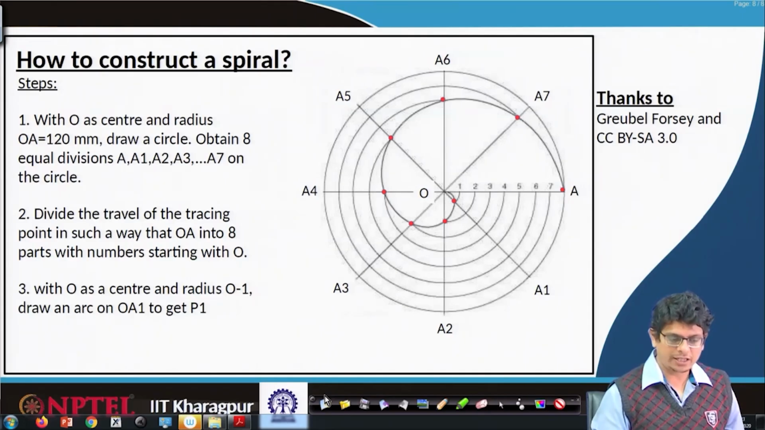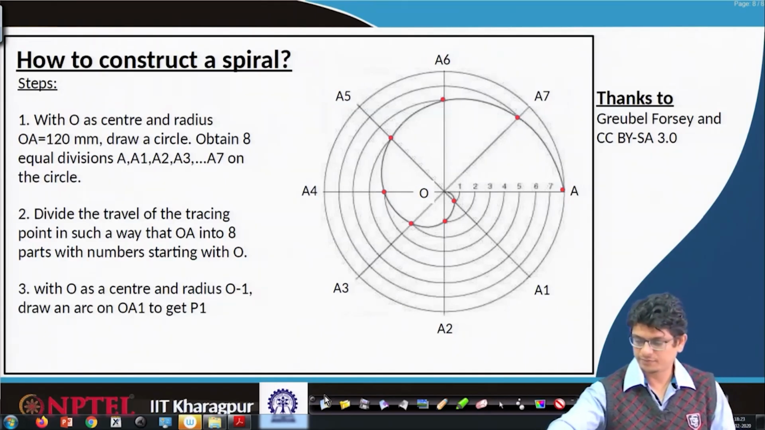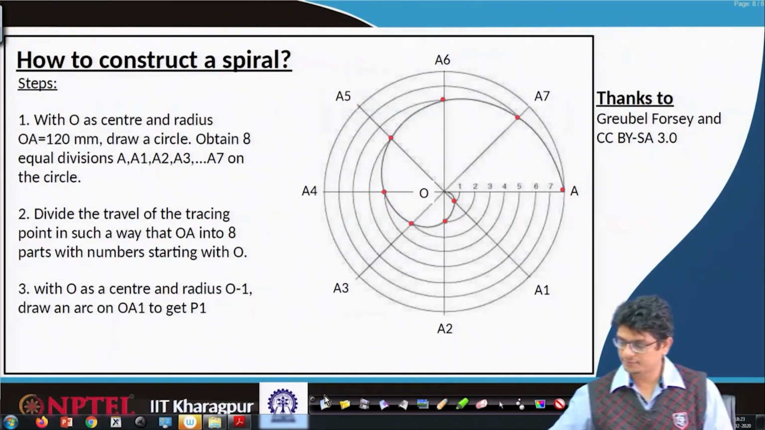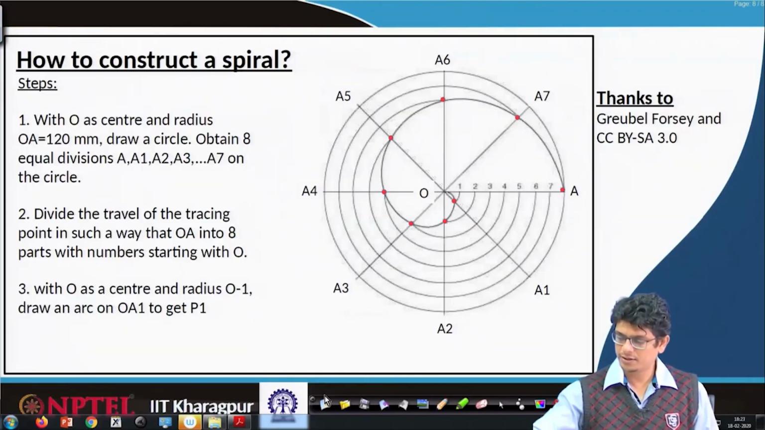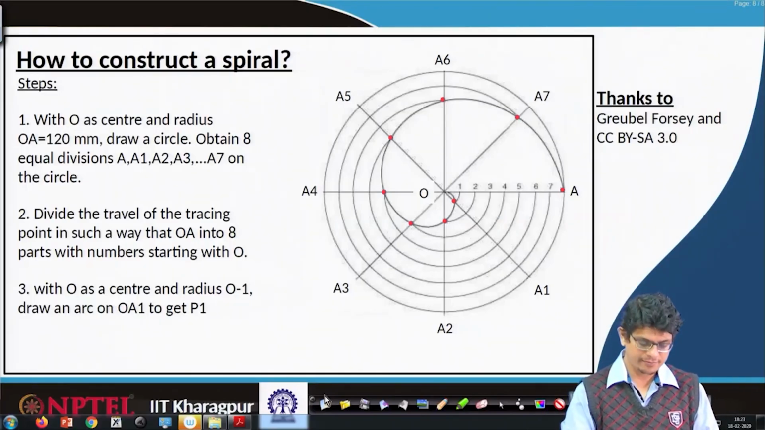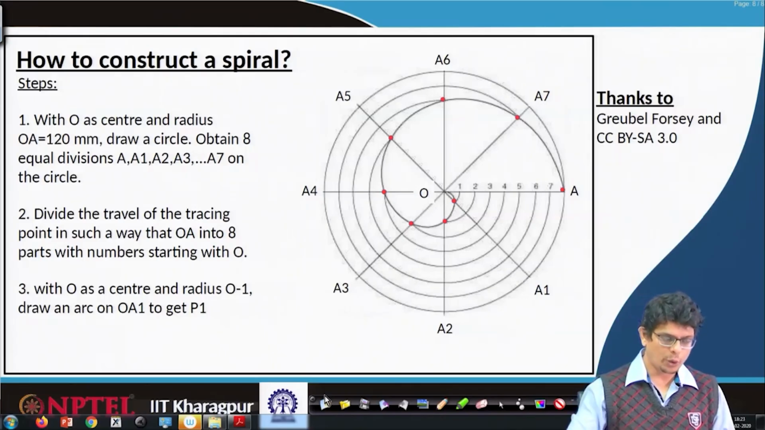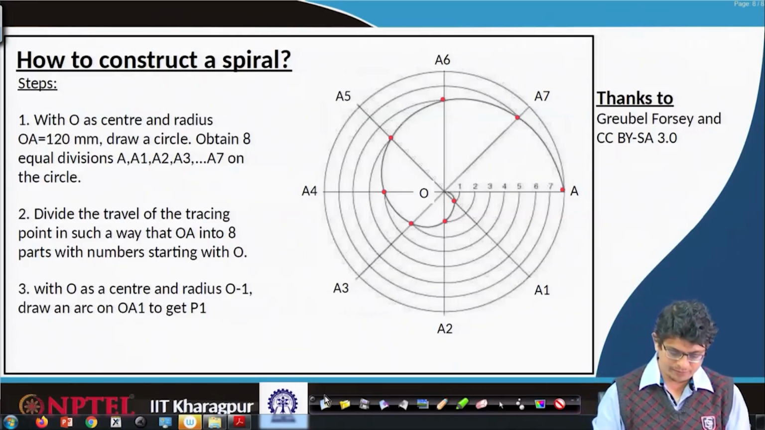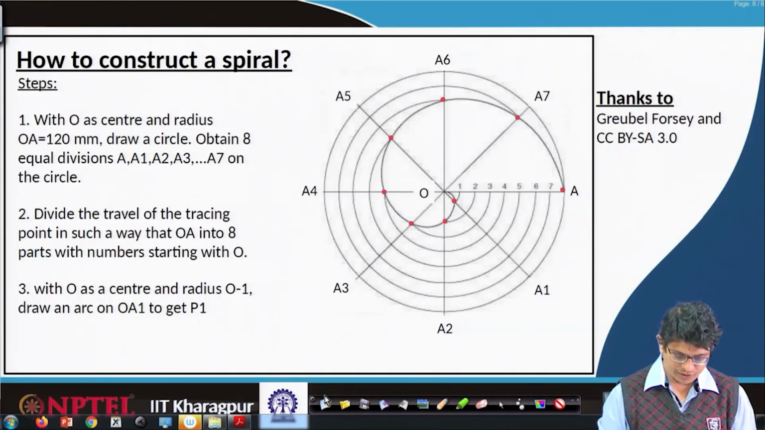So, let us do that on the graph sheet. Use a scale. OA is supposed to be 120 mm. So, locate it on the graph sheet.